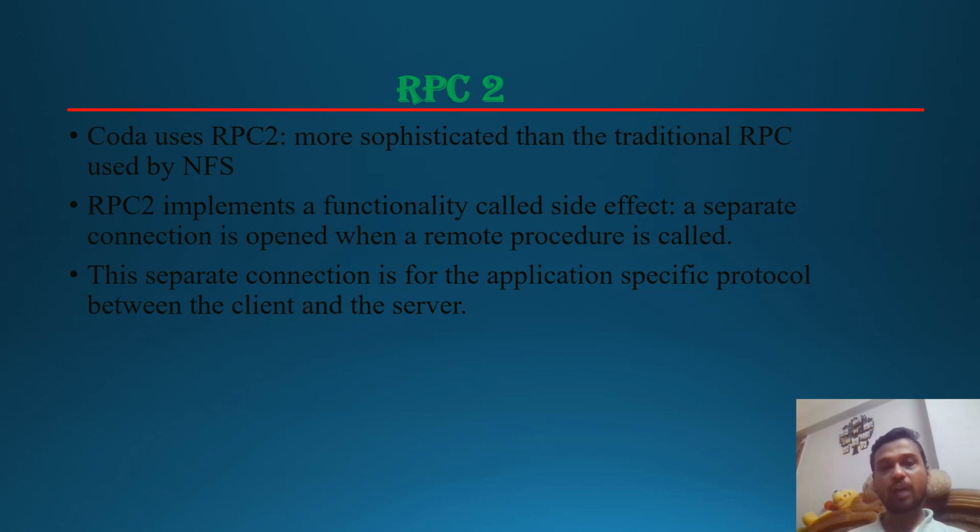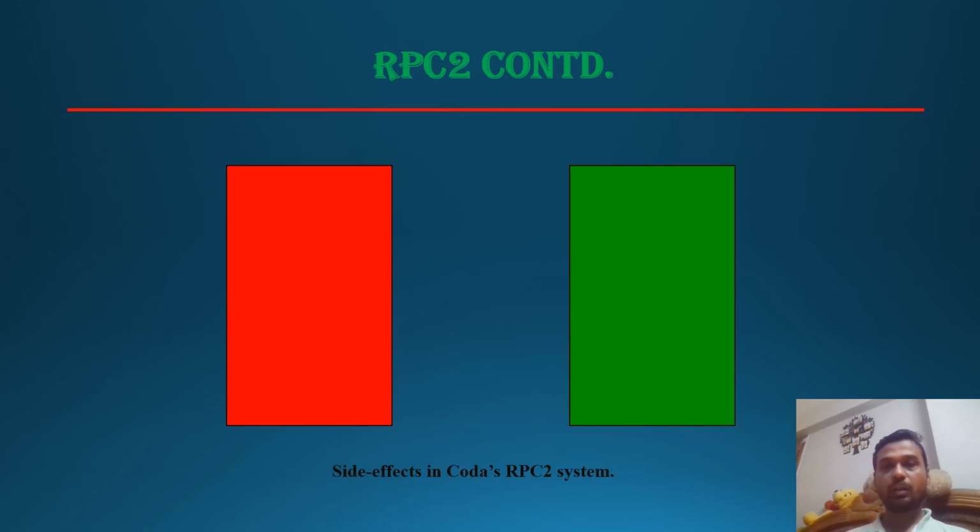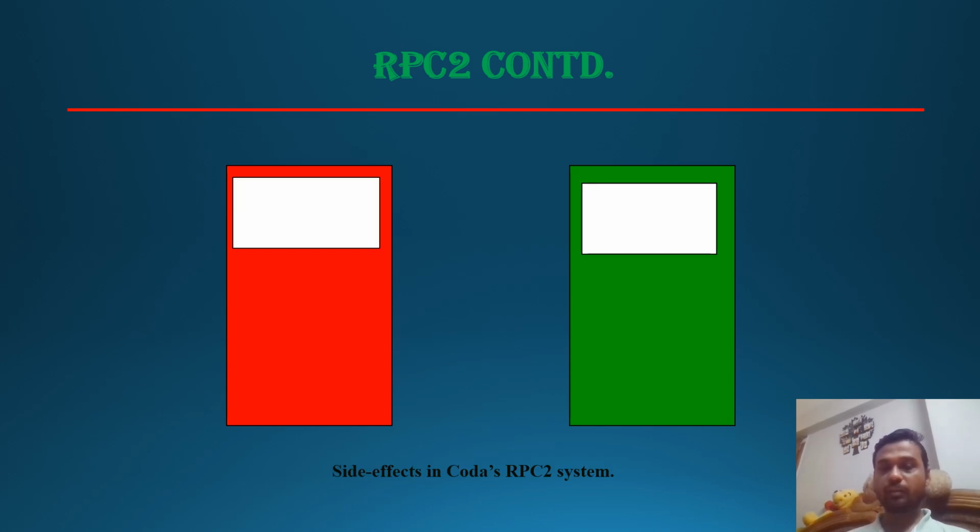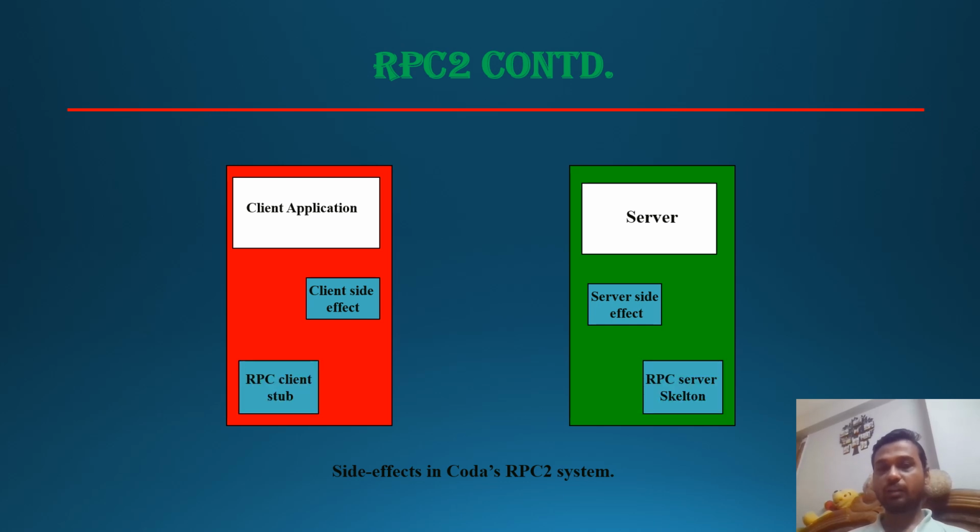RPC2. Coda uses RPC2, which is more sophisticated than the traditional RPC used by NFS. RPC2 implements a functionality called side effects. A separate connection is opened when a remote procedure is called. This separate connection is for the application-specific protocol between the client and the server. Here is the side effect in Coda's RPC2 system, where the client application and server communicate with each other through stubs to a skeleton, and client side effect to server side effect.